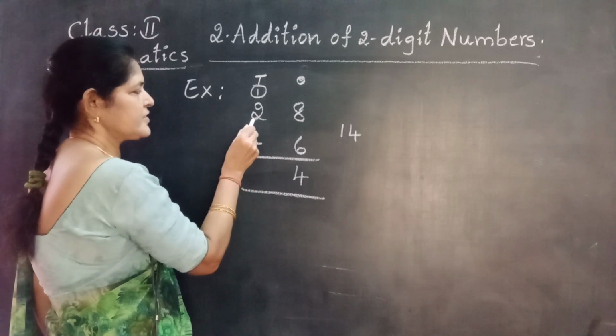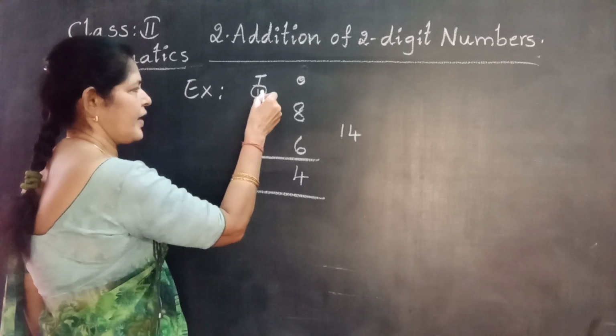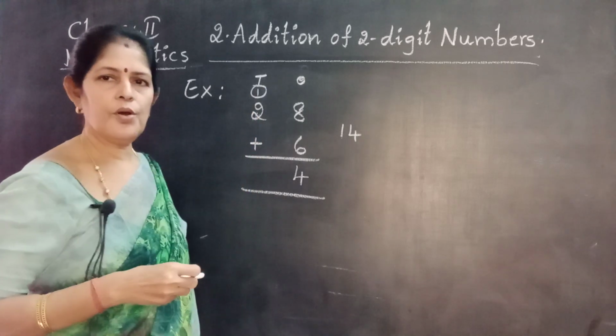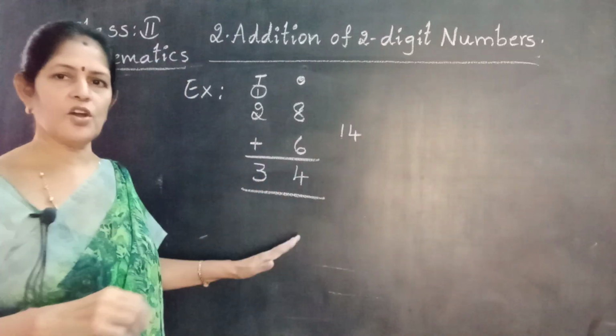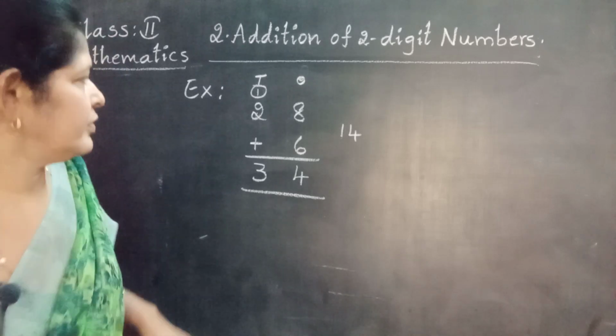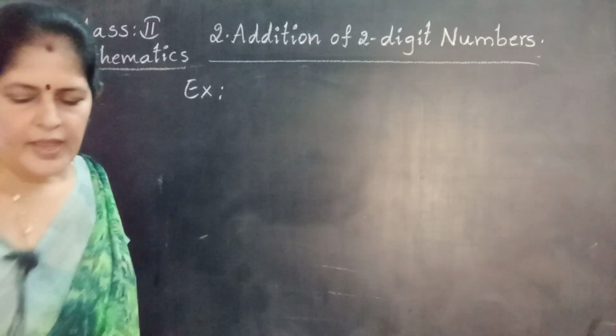Now in the tens place we have 2 and 1. 1 plus 2 or 2 plus 1 is 3. What is the total? 34. Another example. Do you understand the process? Very good.